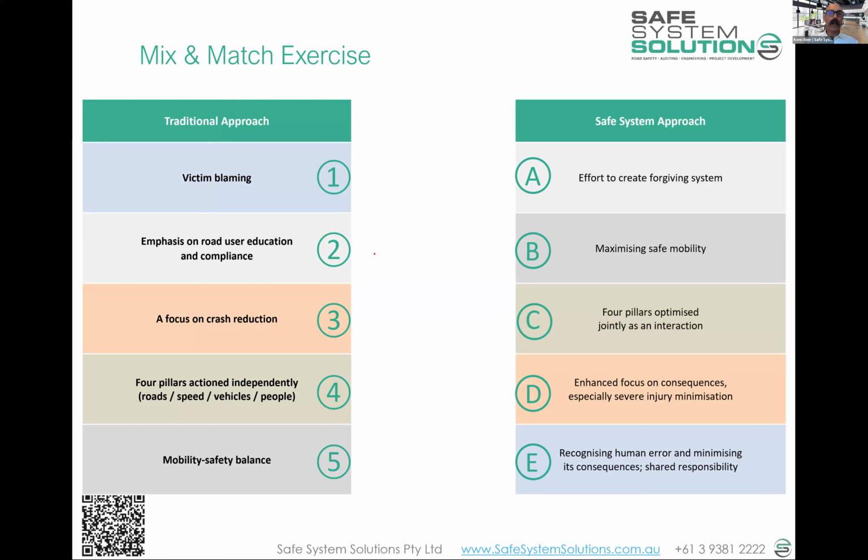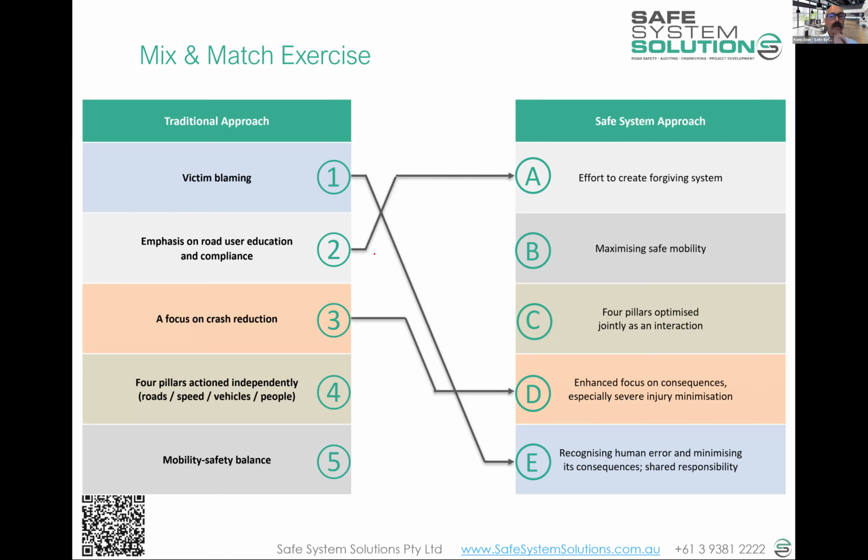A few could go to a few places, as I said. It was more about consolidation of thinking. Victim blaming: we're recognizing human error, trying to minimize the consequence and understanding that shared responsibility from the system perspective. Road user education and compliance: the effort to create a forgiving system is getting a lot of focus. It's not to say that road user education and compliance will be ignored altogether. That's a fundamental and supporting element, but we need to think about that effort to create that forgiving system.